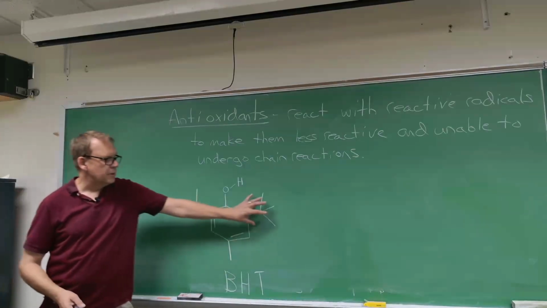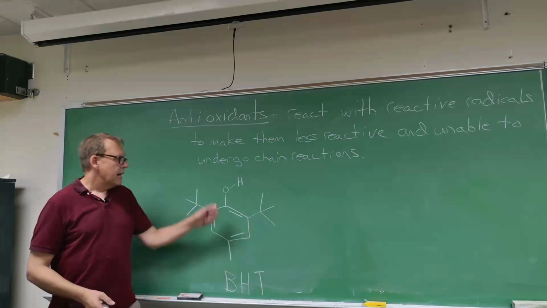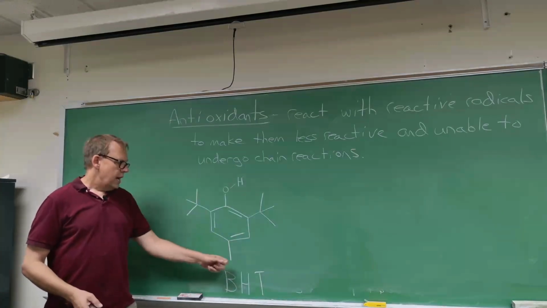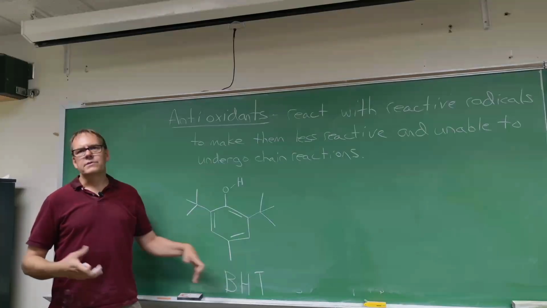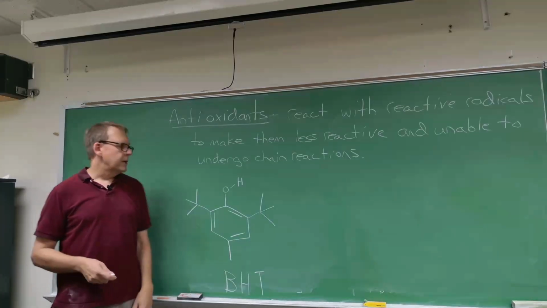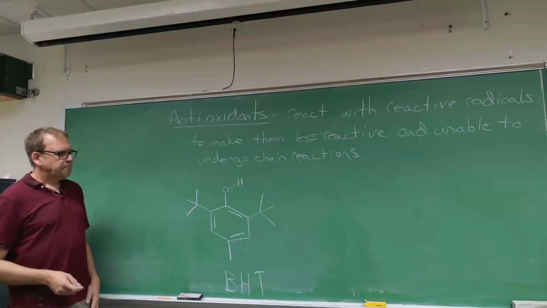Butylated because it's got a couple of tert butyl groups on it. Hydroxy because it's got an OH. And this methyl group comes from the toluene part of this, and we'll learn about this nomenclature when we get to aromatic rings, but this is an antioxidant.